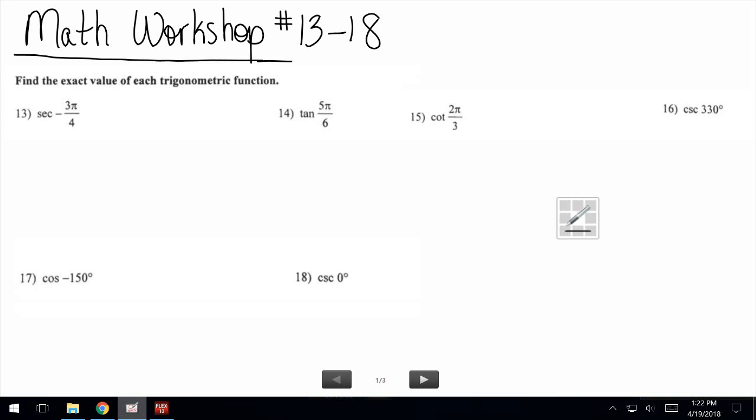Number 13, you're dividing by 4. So what is your reference angle? 45. We got a test on Tuesday on this, so we got to make sure that we're good to go. What's the ordered pair for 45?